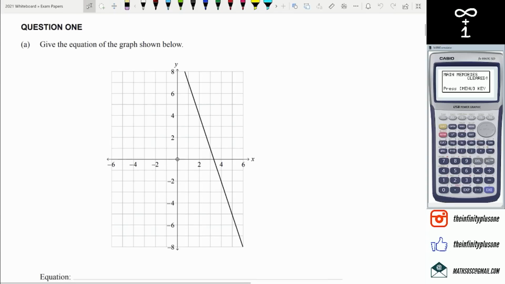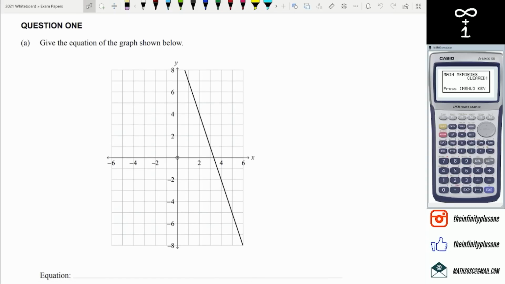Starting off with question 1A, a really lovely question to start the exam paper with, because you've got a straight line and you've been asked to find the equation of the graph. Now, if you do know how to do this in the graphics calculator, go ahead and have a go at it. You still have to figure out a couple of points. So the first point I'm going to take here is (1, 7), and the second point I'm going to take is (3, 1).